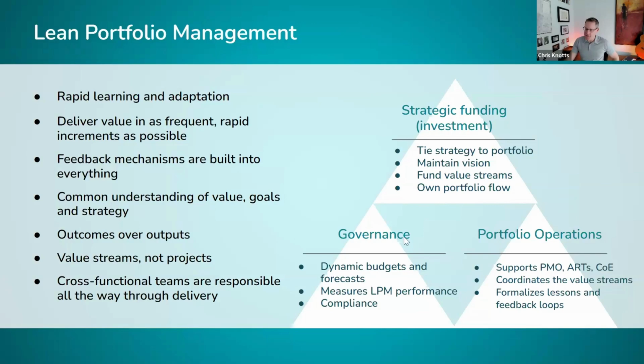So this framework is intended to enable these types of outcomes, right? Instead of a brittle top-down waterfall management of work, we're building in learning and flexibility to adapt. We're delivering value as frequently as possible, in as fast a cycle as we possibly can. The transparency and the shared data mean that feedback can get built into everything. This starts to establish a common understanding, and that common understanding is really important, of the idea of value, how value is measured, how value is produced, and what the strategic vision is. And then again, outcomes over outputs. Value streams, not projects, and then a classic agile idea that cross-functional teams are responsible all the way through delivery. That's not just in a development team, that's a business team, a portfolio management team, and things like that.